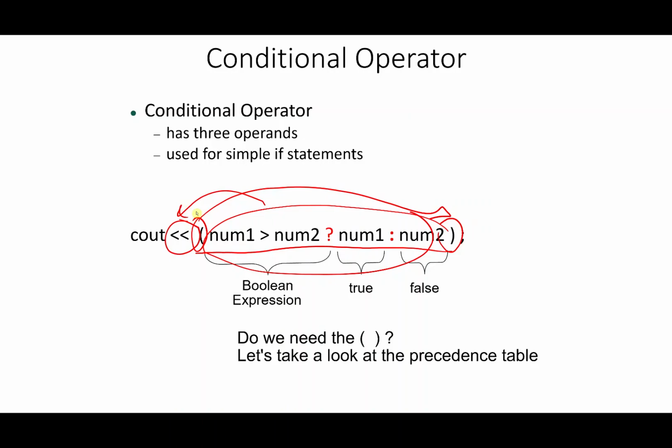Otherwise, this is going to print num and give you a compilation error because it does not recognize this one, right? It's going to say, okay, you're trying to do greater than. Greater than what? So what greater than num2? It's going to be confusing to the compiler, so the compiler will throw you an error.